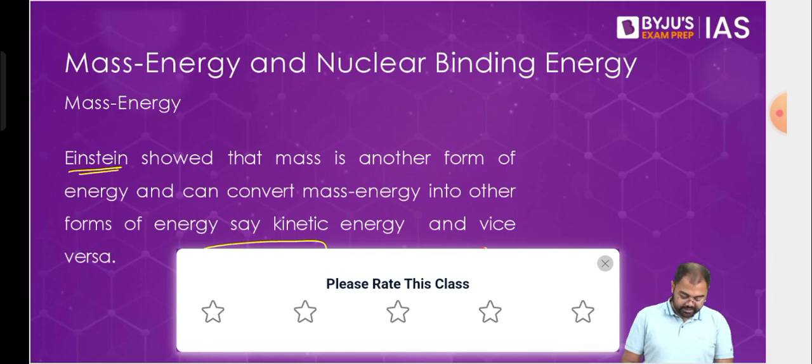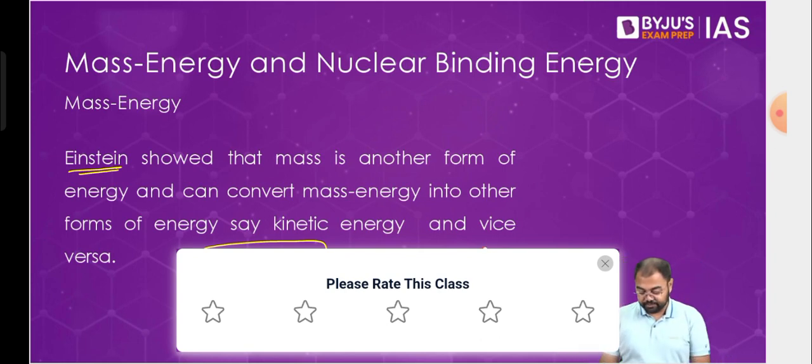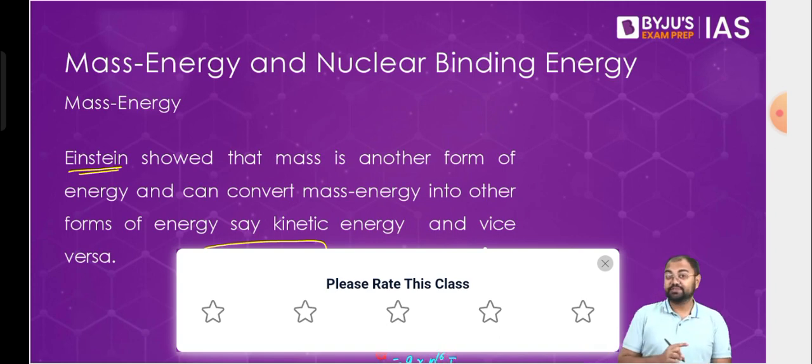And just look at the amount of energy that mass contains. For example, if you have mass equal to 1 kg, how much is the energy? Energy will be 1 into 3 into 10 to the power of 8 squared, that is 9 into 10 to the power of 16 joules of energy. So with 1 kg mass, this is the amount of energy that it contains inside the nucleus. So that is what we understood now: energy and mass are related.